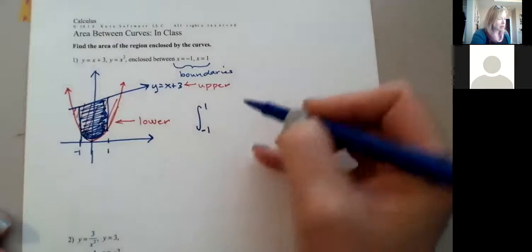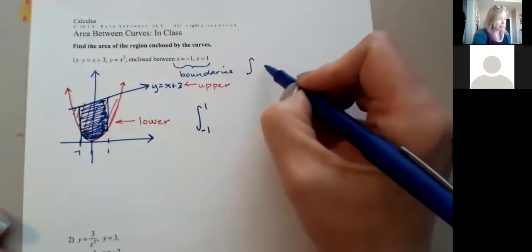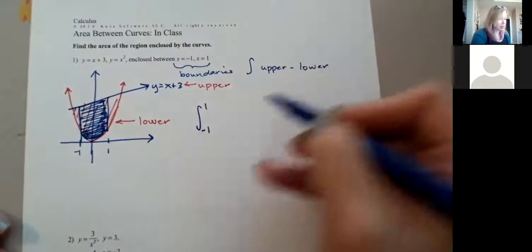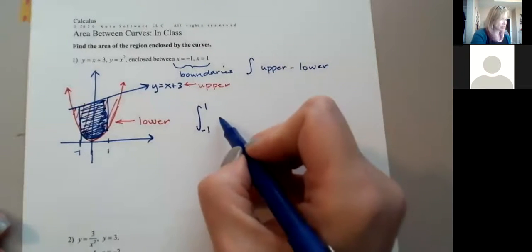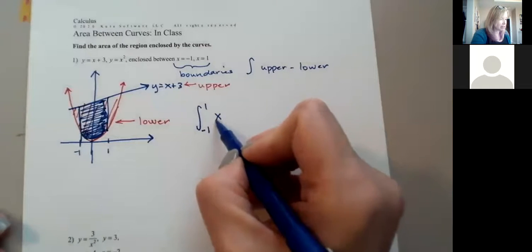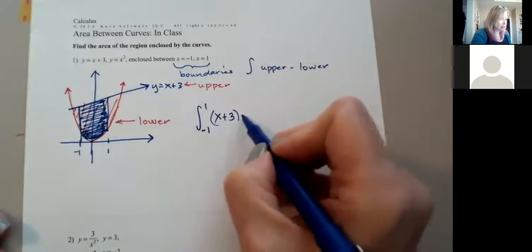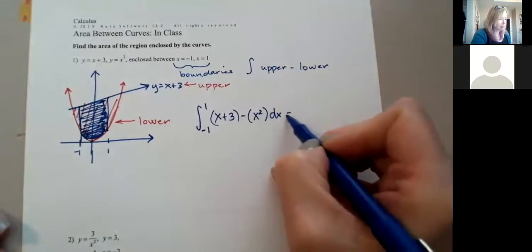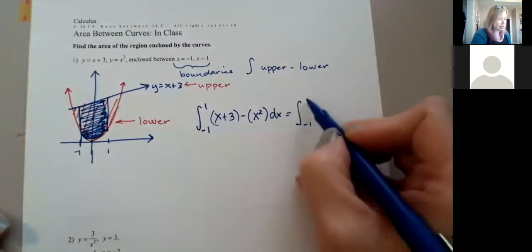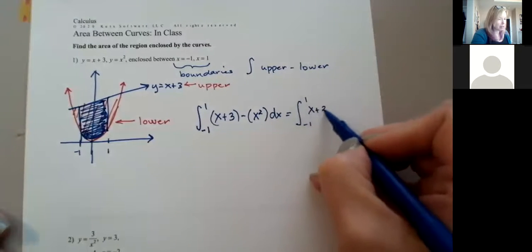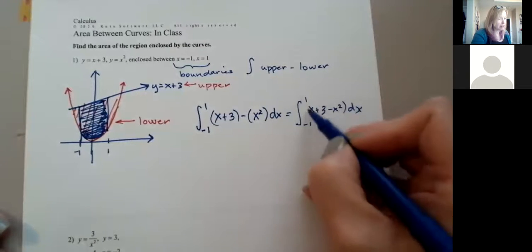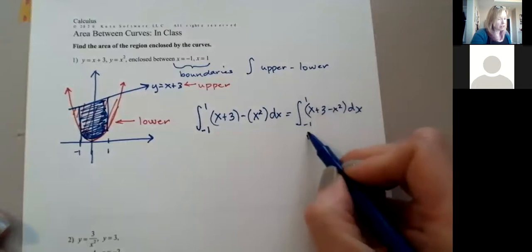And my equation always looks like, I'll write this up here, the upper function minus the lower function. So that means the upper function is the linear one, x plus 3. The lower function is the parabola, x squared dx, which means it's going to look like this: the integral from -1 to 1 of x plus 3 minus x squared dx. So this right here is called my integral expression.